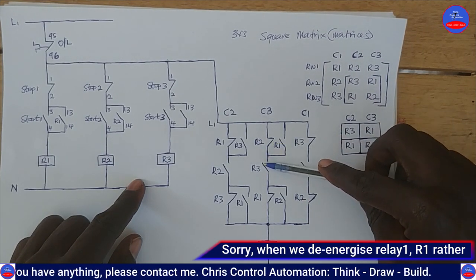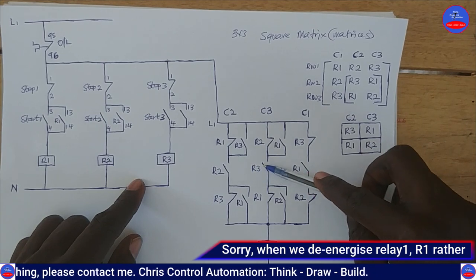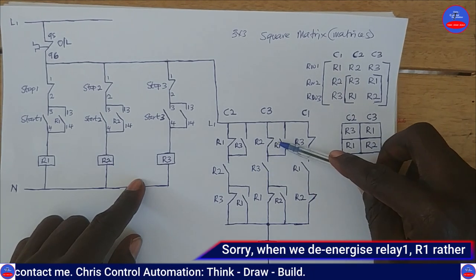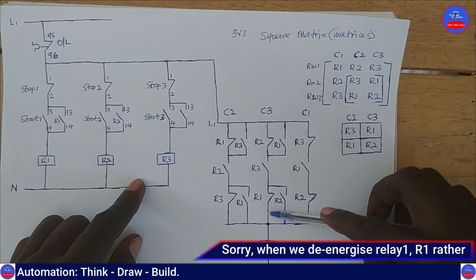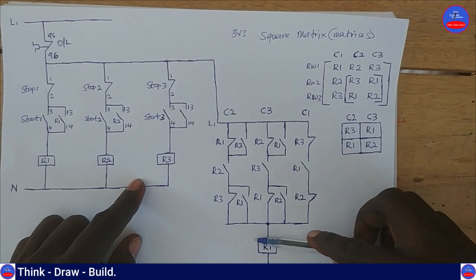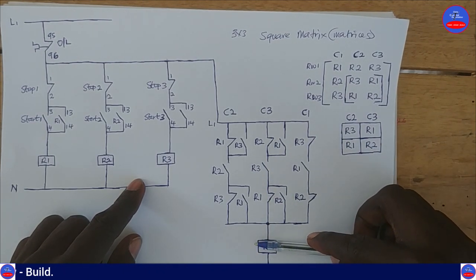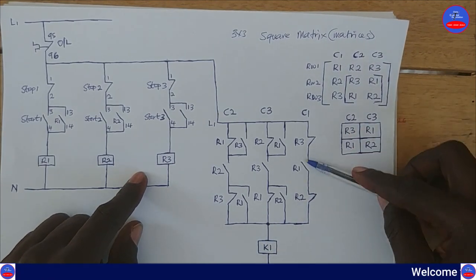There's no way current can flow through. Though the R3 is energized and this side is closed, because we have open here, there's no current that will flow through here. And in that case, the contactor will de-energize. You understand? To de-energize.